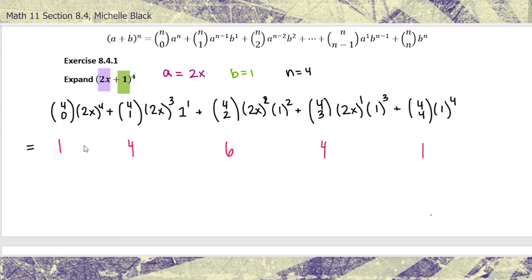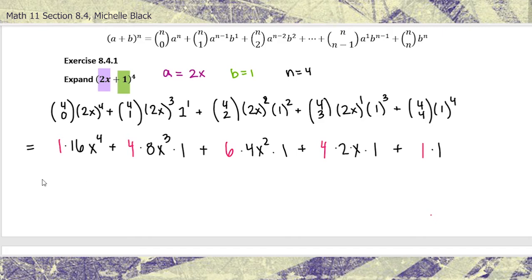Okay, now (2x) to the power 4. You've got to do the 2 to the power 4, which is 16, and the x to the power 4. 2 to the power 3, which is 8, and the x to the power 3. And then 1 to the power 1 is just 1. 2 to the power 2 is 4, x to the power 2, 1 to the power 2, 2 to the power 1, x to the power 1, 1 to the power 3, and 1 to the power 4.